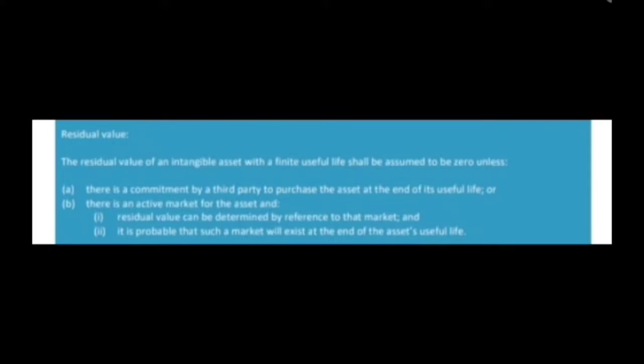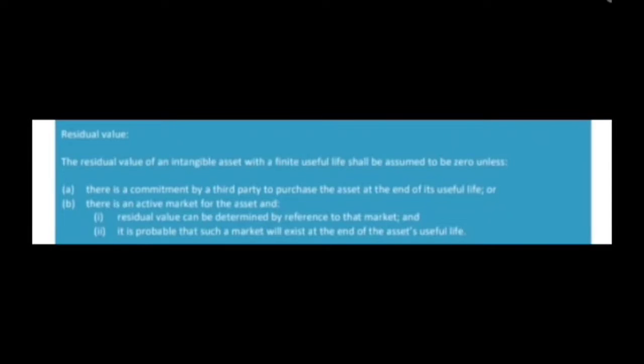Now the question is what shall be the residual value while charging amortization under the straight line method. First of all, it shall be assumed as 0 unless there is a third party willing to purchase the asset at the end of its total useful life. If a third party is available to buy the asset at the end of the total useful life, then the residual value shall be the value which the third party is offering.